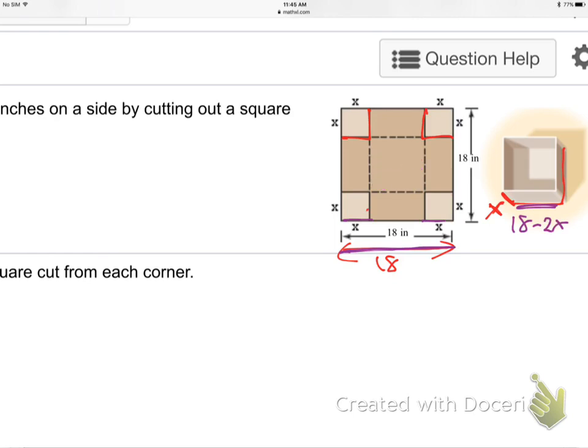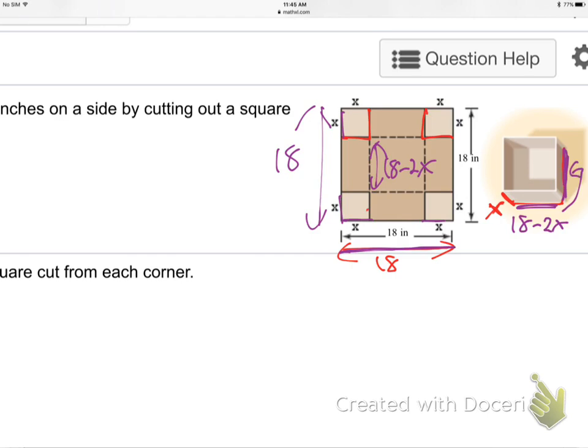And then what about this dimension, the length, which is right here? Same thing, huh? Because it's 18 all the way again, minus 2x, so it's also 18 minus 2x, isn't it? Because again, 18 is outer edge to outer edge, inner edge to inner edge is 18 minus 2x. So there it's the same.